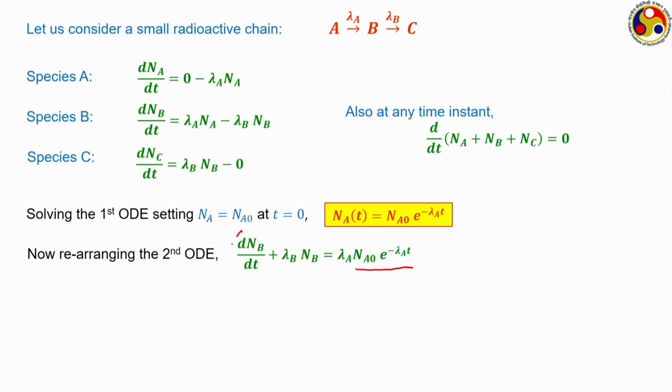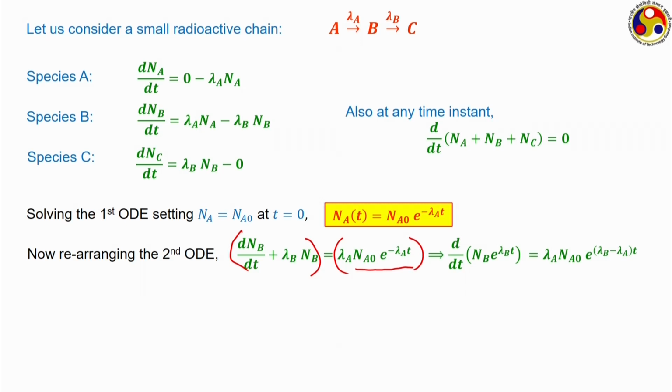Now, we multiply both sides of the equation, that is both the right hand side and left hand side, with e to the power lambda b t. Accordingly, I am multiplying both sides of this equation with e to the power lambda b t, which can be treated as the integrating factor in this particular situation, and accordingly we arrive at this.